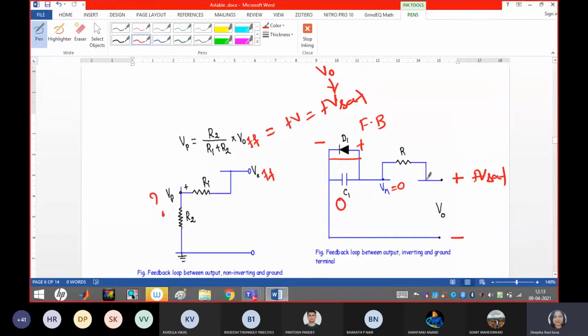Now my output has been changed from plus Vsat to minus Vsat. So obviously my polarity will also get changed. What will happen to my polarity now? Now my polarity will change.